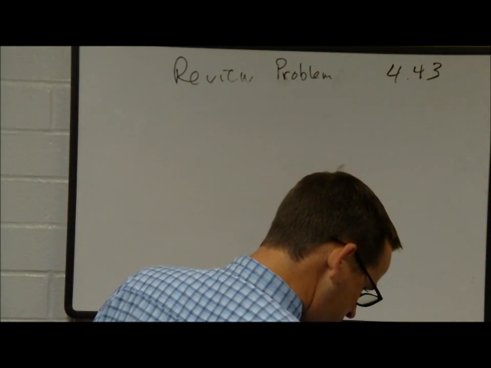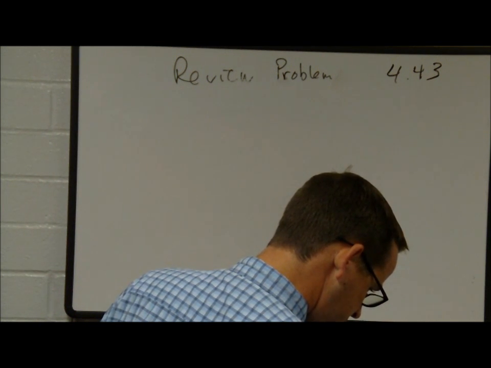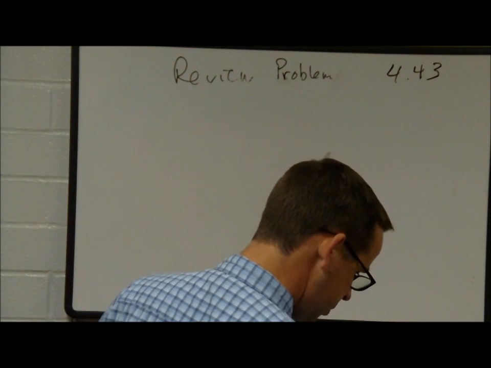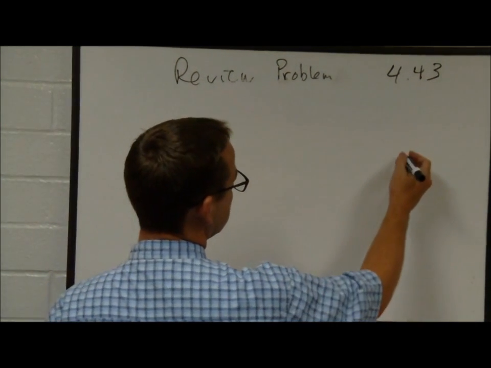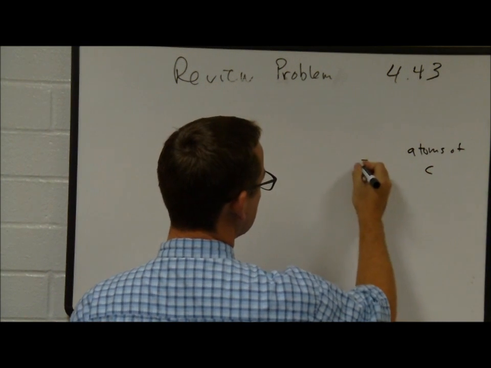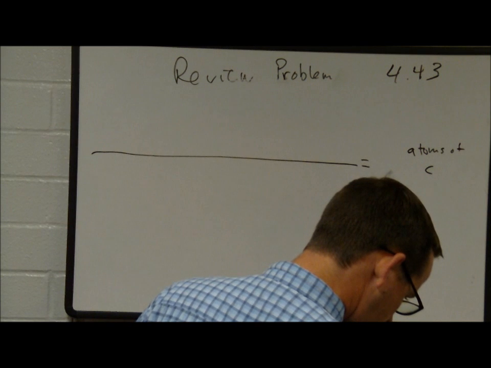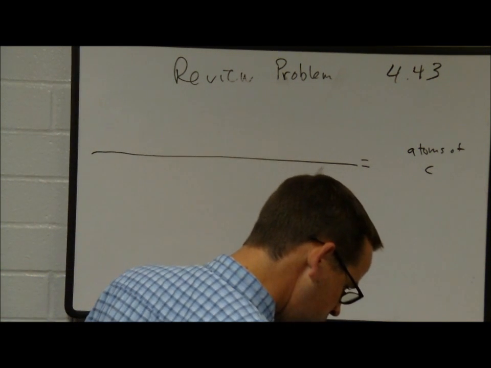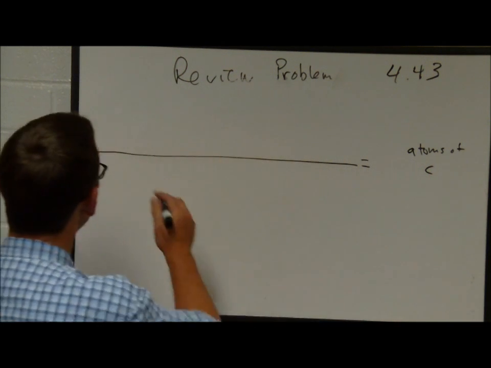How many atoms of carbon are combined with 4.13 moles of hydrogen atoms in a sample of the compound propane? C3H8. How many atoms of carbon? So we want atoms of carbon. That's what we're looking for, right? How many atoms of carbon are combined with 4.13 moles of hydrogen atoms?